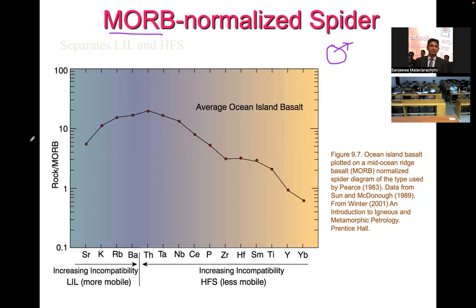Okay, right. So if you plot the ocean island basalts, do you remember ocean island basalts? How they are formed? Mid-ocean ridge basalts are formed at mid-ocean ridges, right? Direct partial melting of the upper mantle. But ocean island basalts, how are they formed?